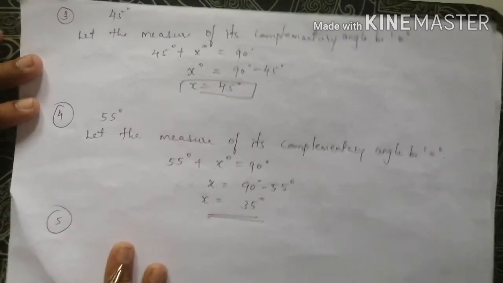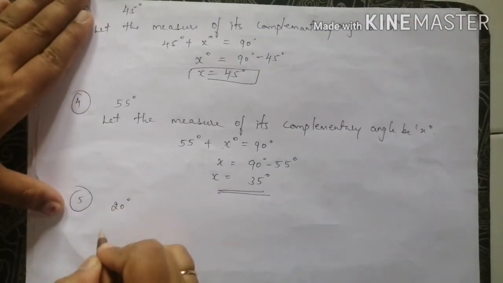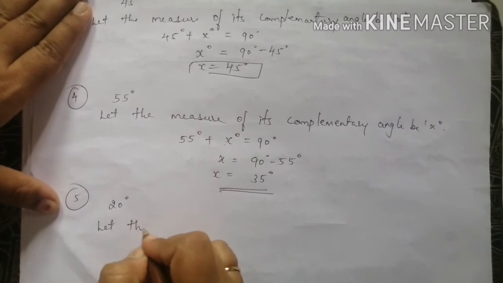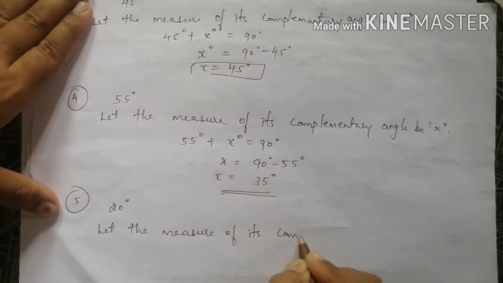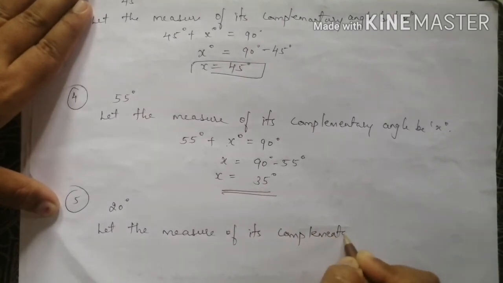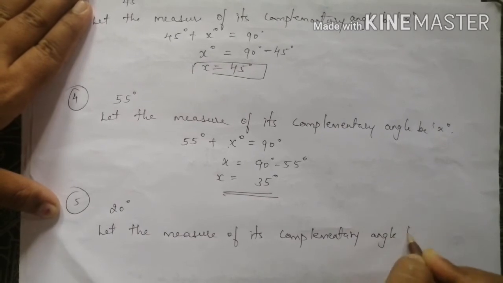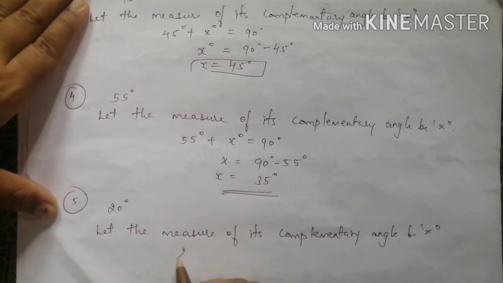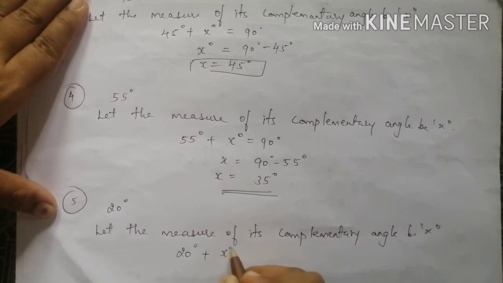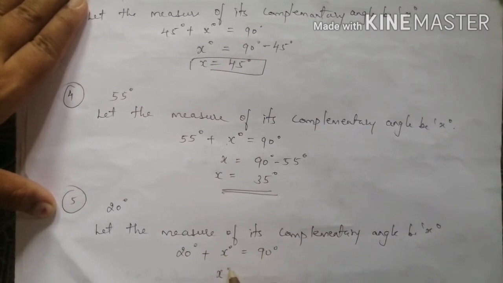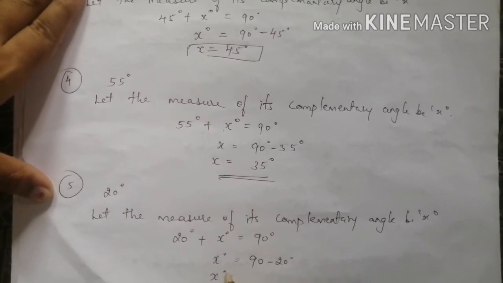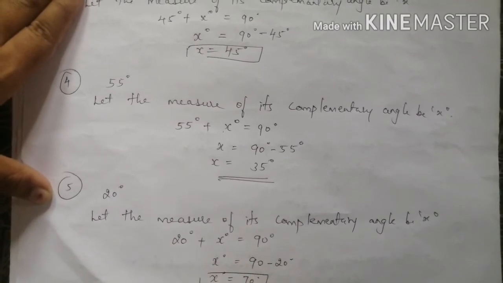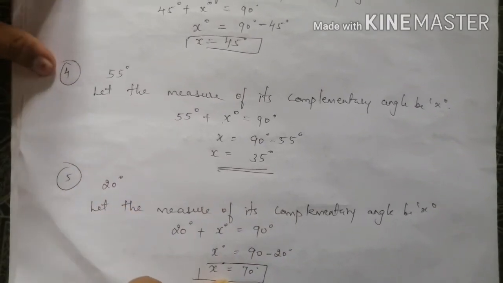The fifth one now. Fifth question is 20 degree. So same step. Let the measure of its complementary angle be x degree. So 20 degree plus x degree is equal to 90 degree. So x is equal to 90 minus 20 degree. So x equals 70 degree. So complement of 20 degree is 70 degree.